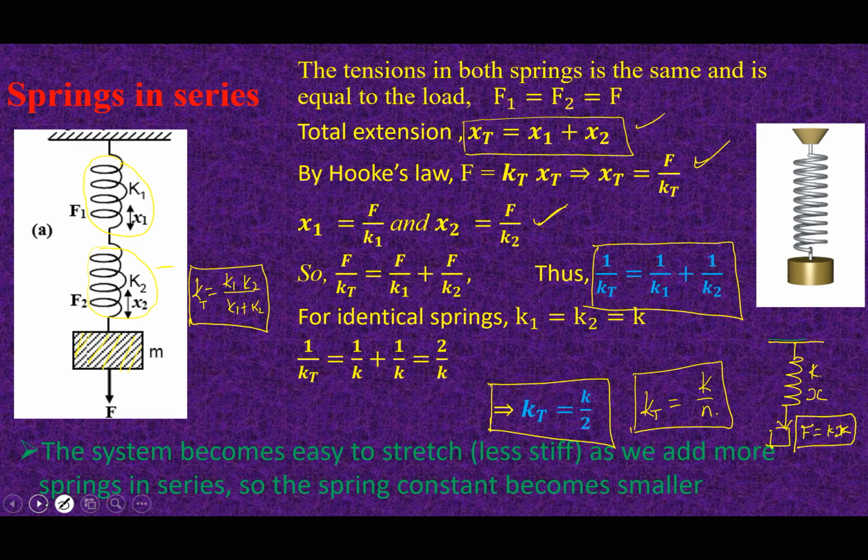So we are saying the system becomes easy to stretch, that is less stiff, as we add more springs in series. So the spring constant will become smaller. So for springs in series, the system becomes easier to stretch, and therefore, any material which is easier to stretch is less stiff. We say the spring constant is smaller. Okay. So that is for springs in series. Let's see the springs in parallel.